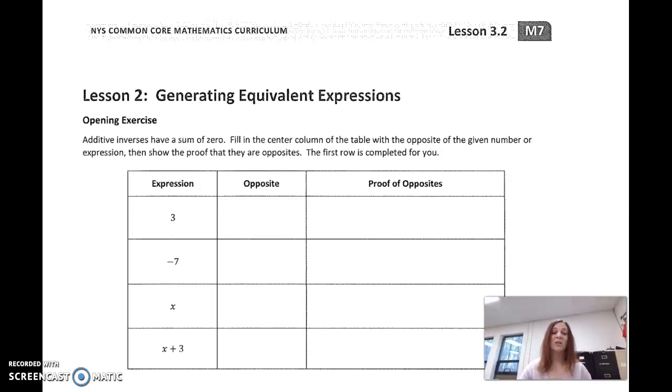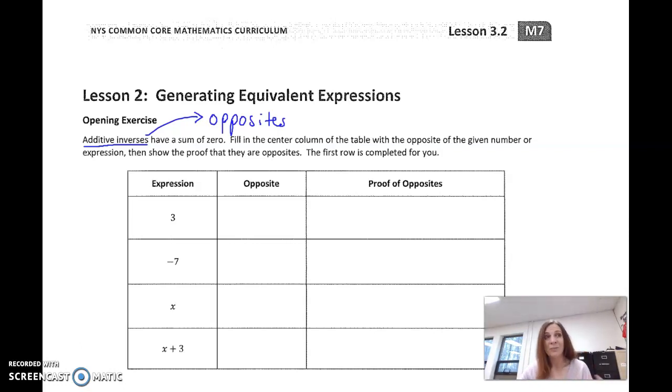In lesson 2, we're going to continue talking about generating equivalent expressions. And again, equivalent, we're looking for equal expressions. We're looking to rewrite things, simplify them. And in this one, we're going to focus on inverses, our additive inverse. It says additive inverses have a sum of 0. So basically, additive inverses are opposites.